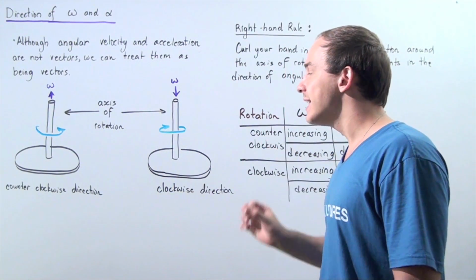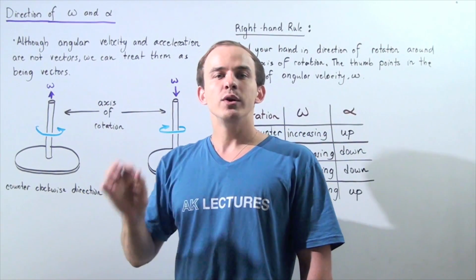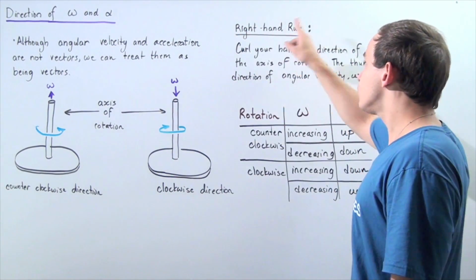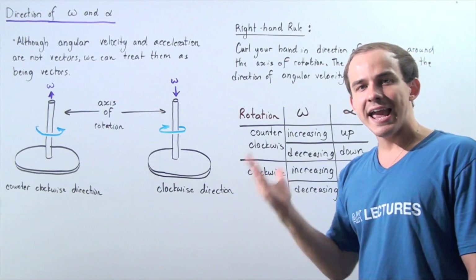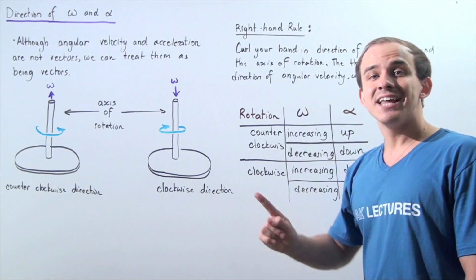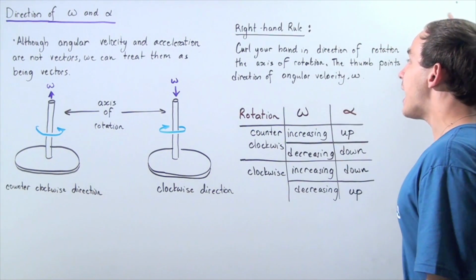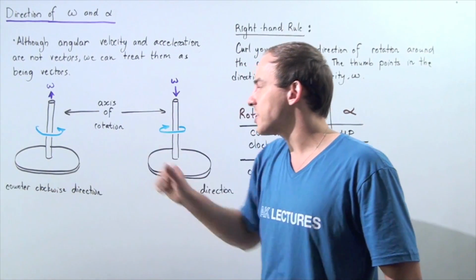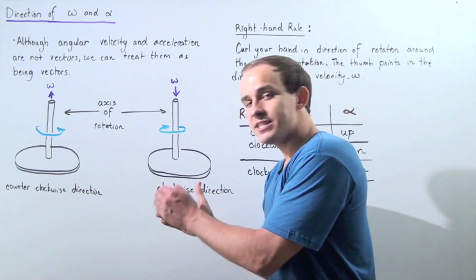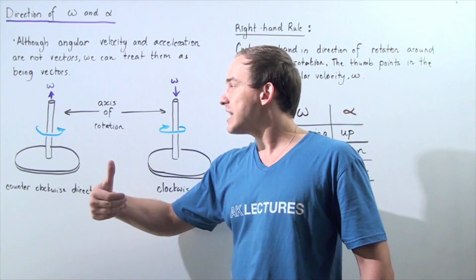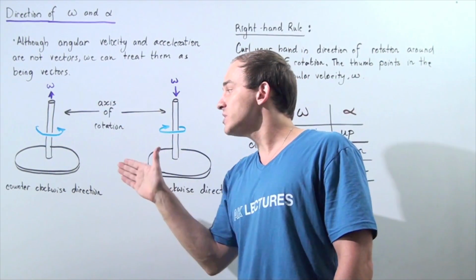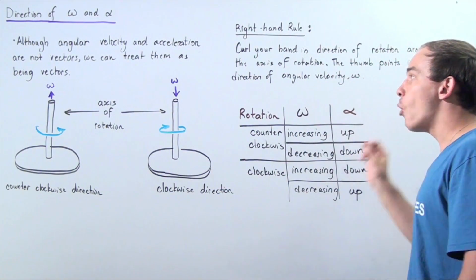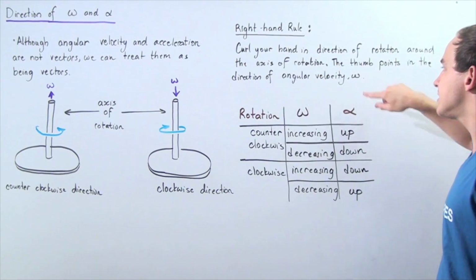In order to find the direction of angular velocity, we have to apply the right-hand rule for angular velocity. So the right-hand rule states the following. You take your right hand and you curl the fingers in the direction of rotation around the axis of rotation. So we're doing this case here. I take my hand and I rotate my fingers in the same direction as my rotating disc, so I rotate counterclockwise. Next, I extend my thumb, and my thumb points in the direction of angular velocity omega.